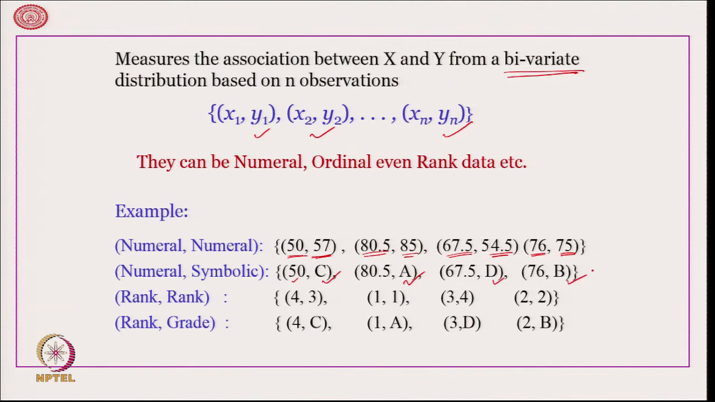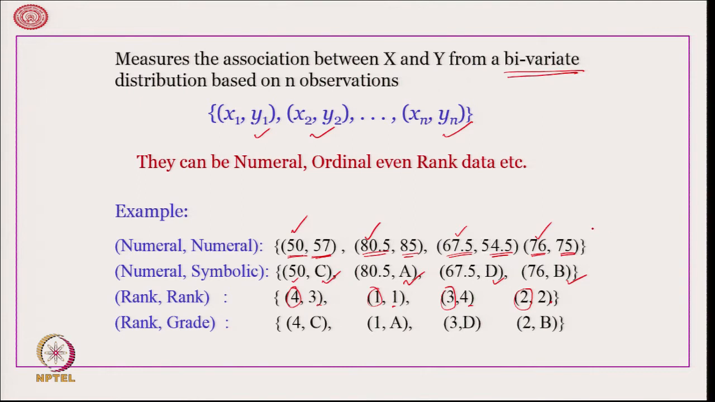One can even represent the data using ranks. That means, with respect to the first subject, the ranks of the 4 students are 4th, 1st, 3rd and 2nd. As we can see, this is the highest one, this is the second highest, this is the third highest and this is the fourth highest, and similarly the ranks for the second subject are given below. Or the data can be something where one is rank, the other one is symbolic.